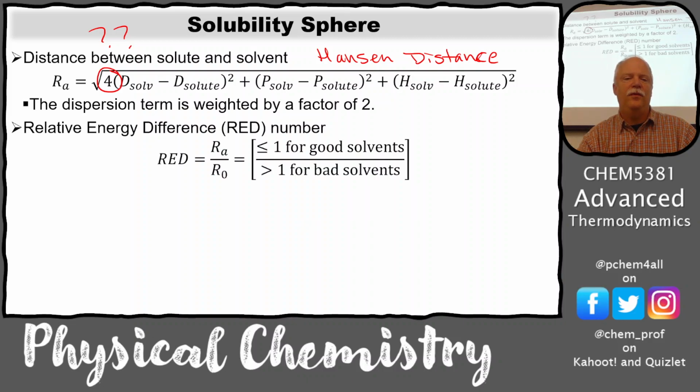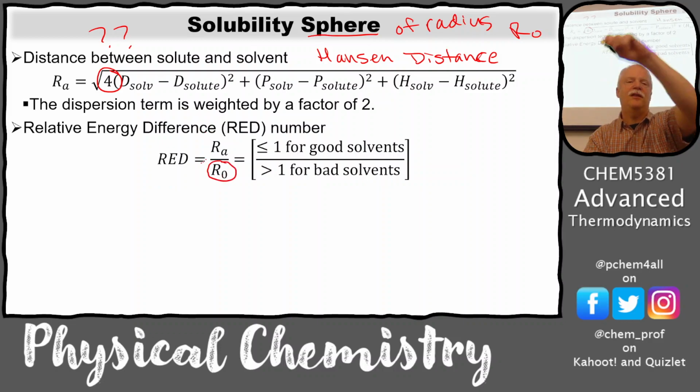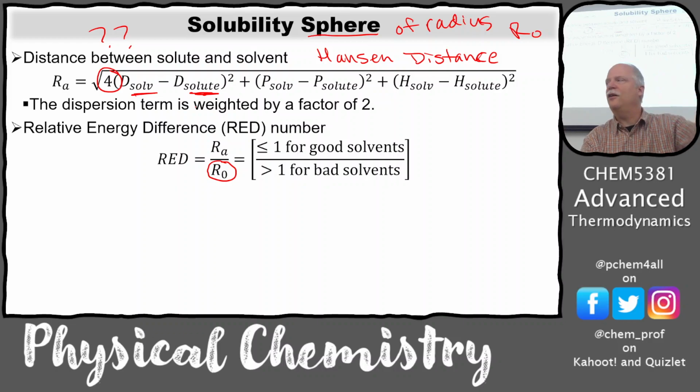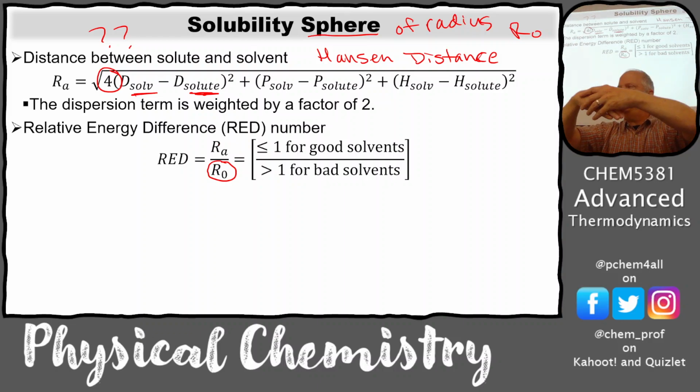If it's a sphere, it's going to have a radius, R0, and this is the radius of the interaction sphere. So we can take the distance of every solvent. We have the solute and the solvent. We can take the distance between the solute and the solvent and compare that to the radius of the sphere. If that distance is farther than the radius of the sphere, it's outside the sphere. If it's less than the radius of the sphere, it's inside the sphere. So this is determining whether it's a good solvent or a bad solvent. The good solvents will be inside this interaction sphere, and the bad solvents will be outside. Makes sense. Okay.